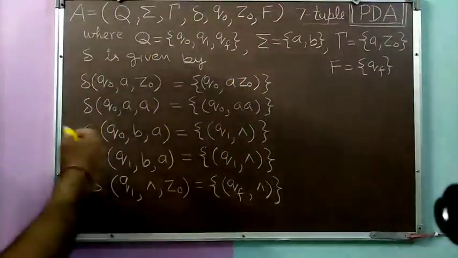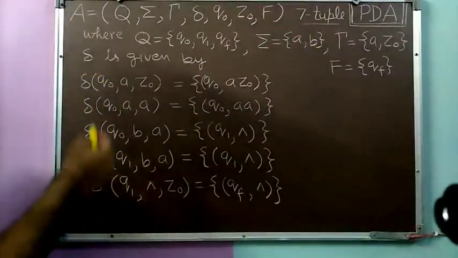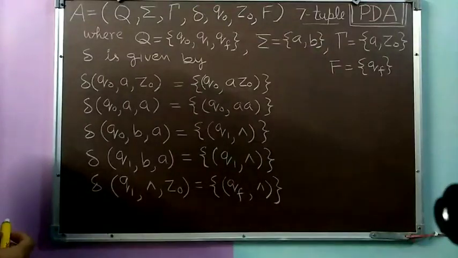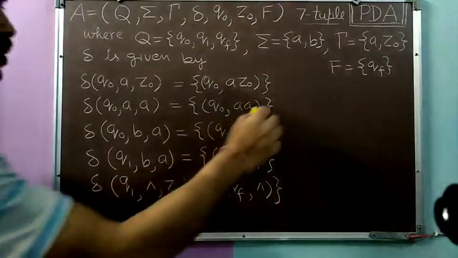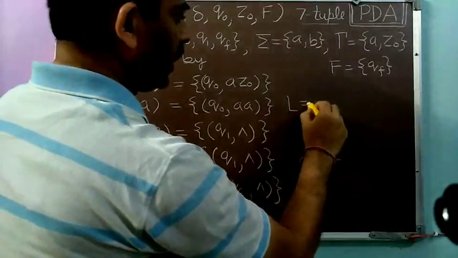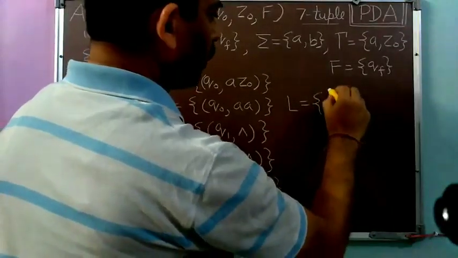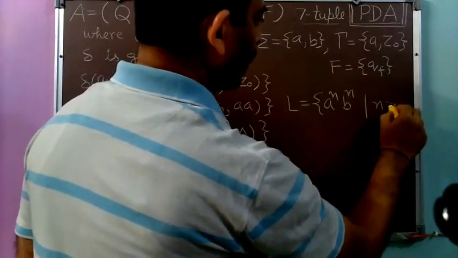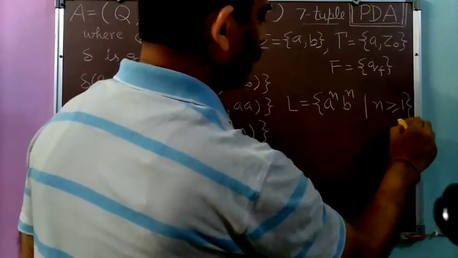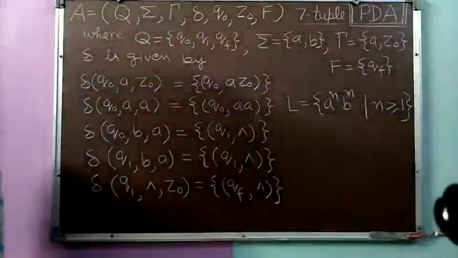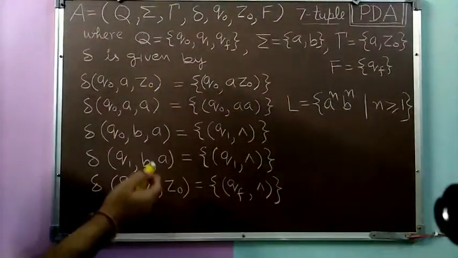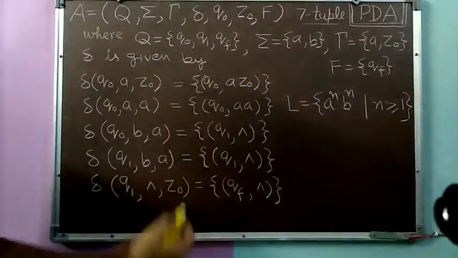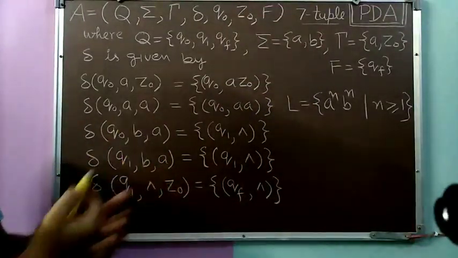Now let us see what language this particular PDA is accepting. This PDA is accepting the language L equal to A to the power N, B to the power N for N greater than or equal to 1. We know that it is a context-free language. So this PDA which I have written here represents this language. Now let us check how it is representing this language.